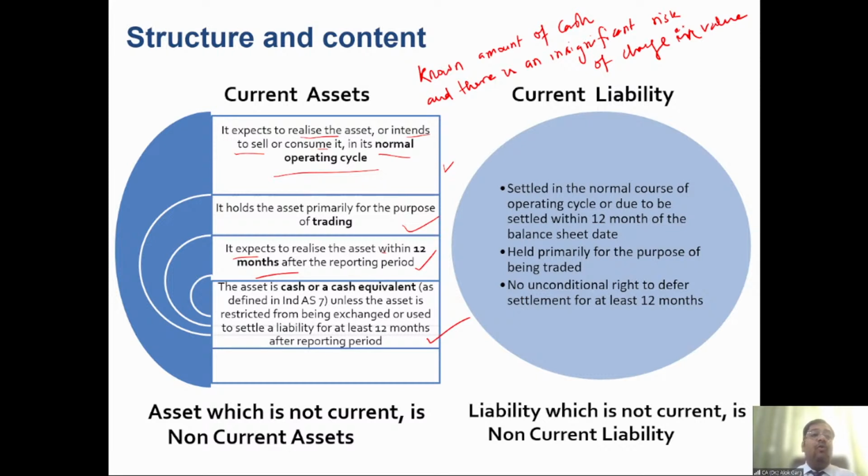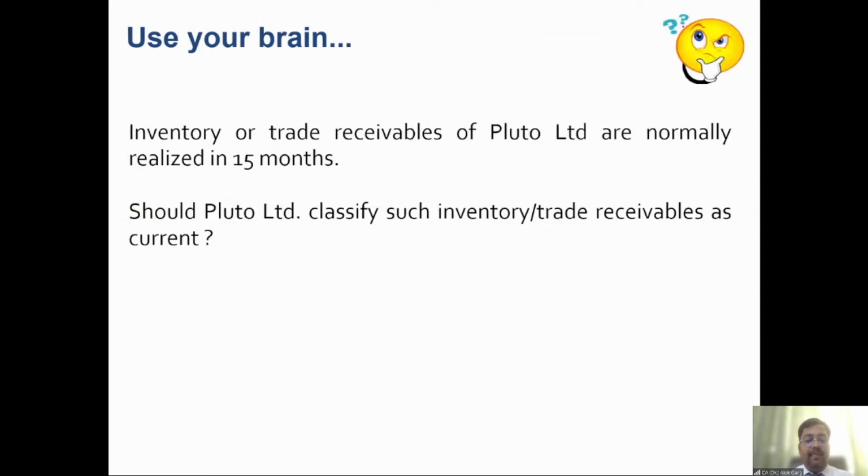Or there is no unconditional right to defer settlement for at least 12 months. If the counterparty comes and asks for the money or for the settlement, the company will not be able to defer the settlement beyond 12 months, right? There is no unconditional right, no contractual right. In this case, this will be considered a current liability. Likewise, a liability which is not current is considered non-current.